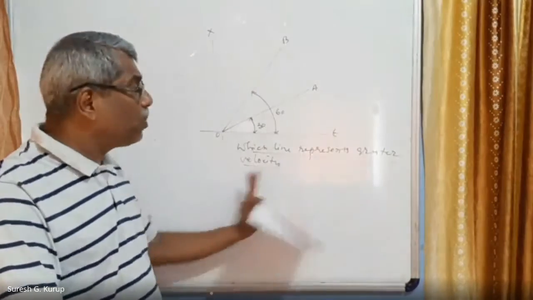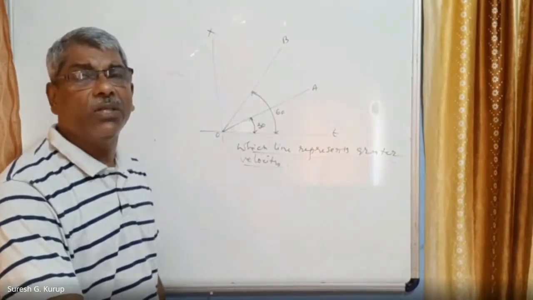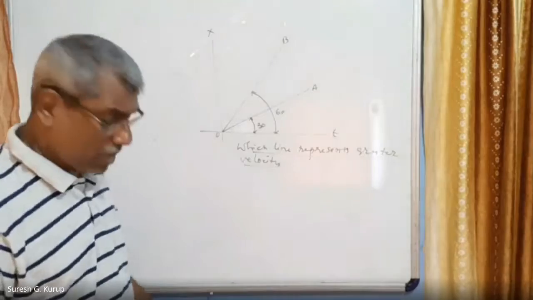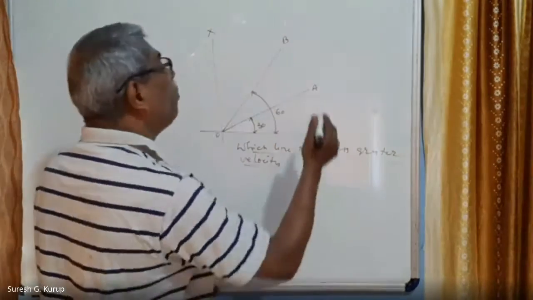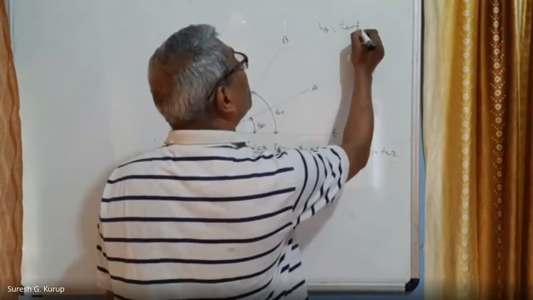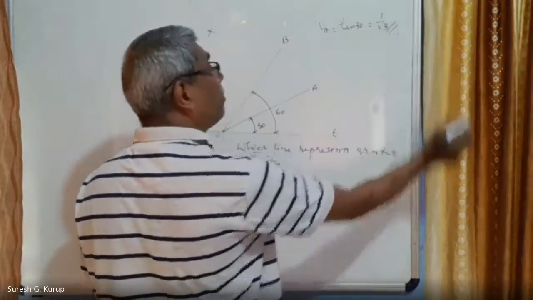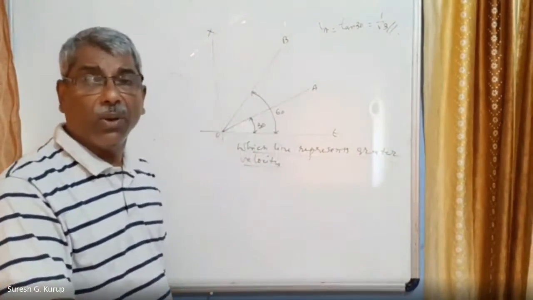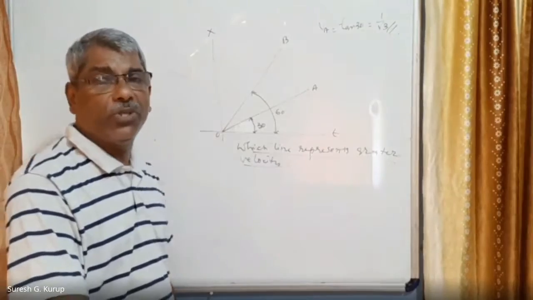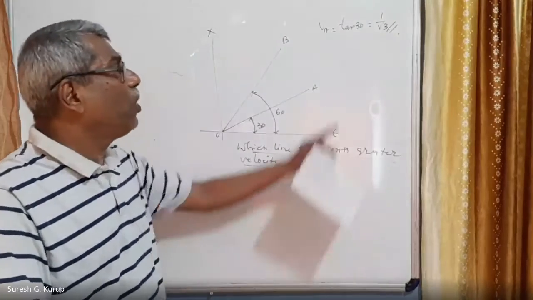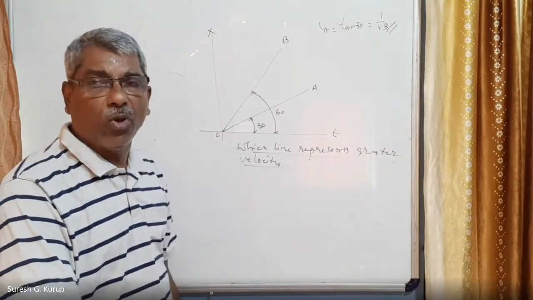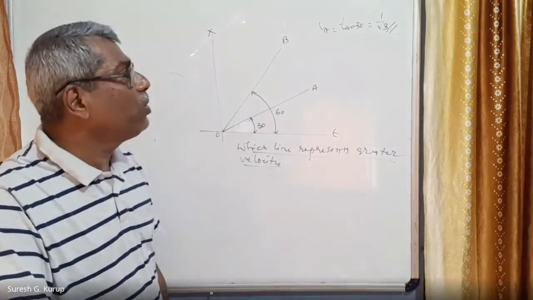We know that this is a position-time graph. For a position-time graph, velocity is the slope. Slope means tan theta, and theta is given to you. Therefore, VA is equal to tan 30. Tan 30 is equal to 1 by root 3. Why is VA equal to tan 30? Because this is the position-time graph for body A. The slope of the position-time graph is its velocity. So velocity is equal to the slope. Slope is equal to tan 30. The slope is equal to dx by dt, which is equal to tan 30, which is 1 by root 3.